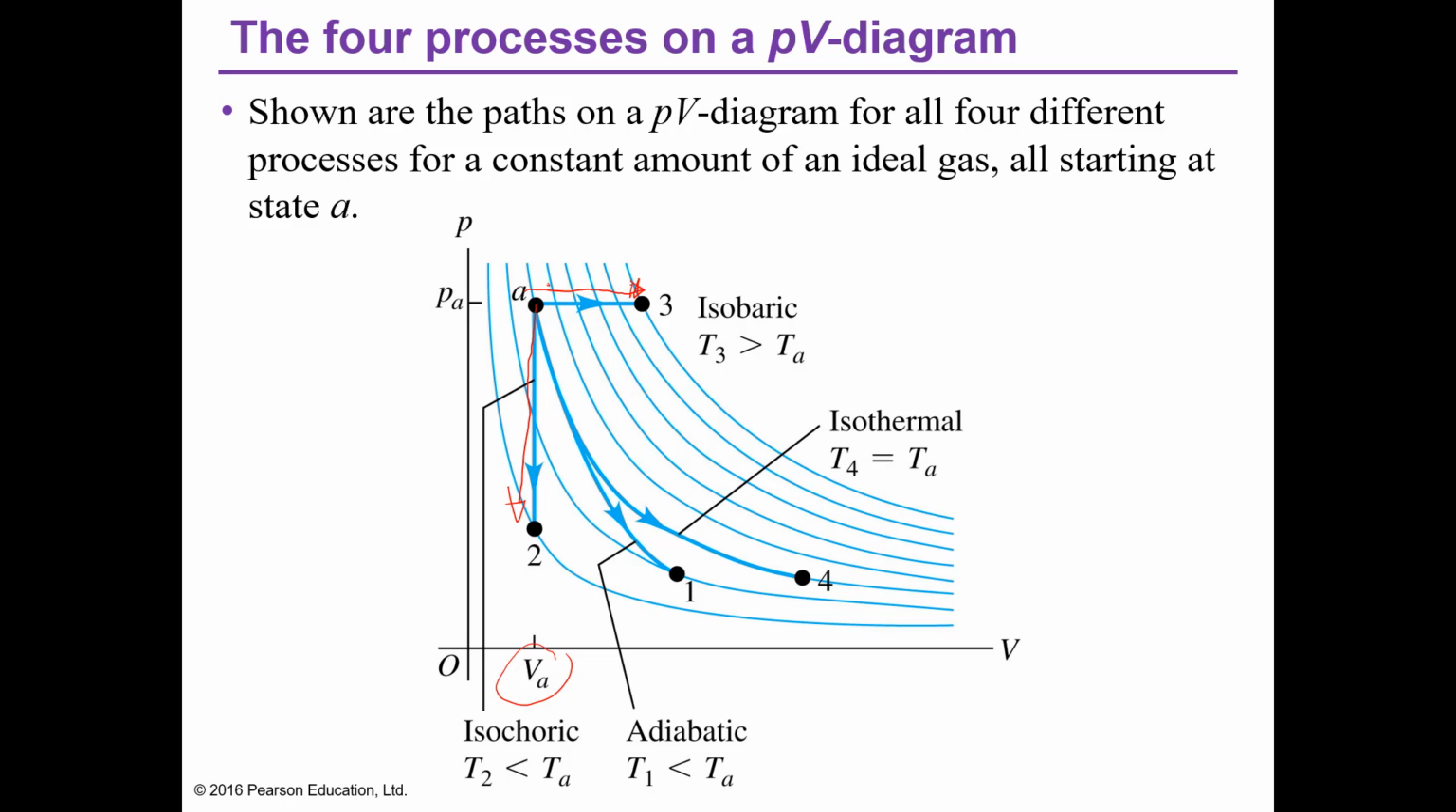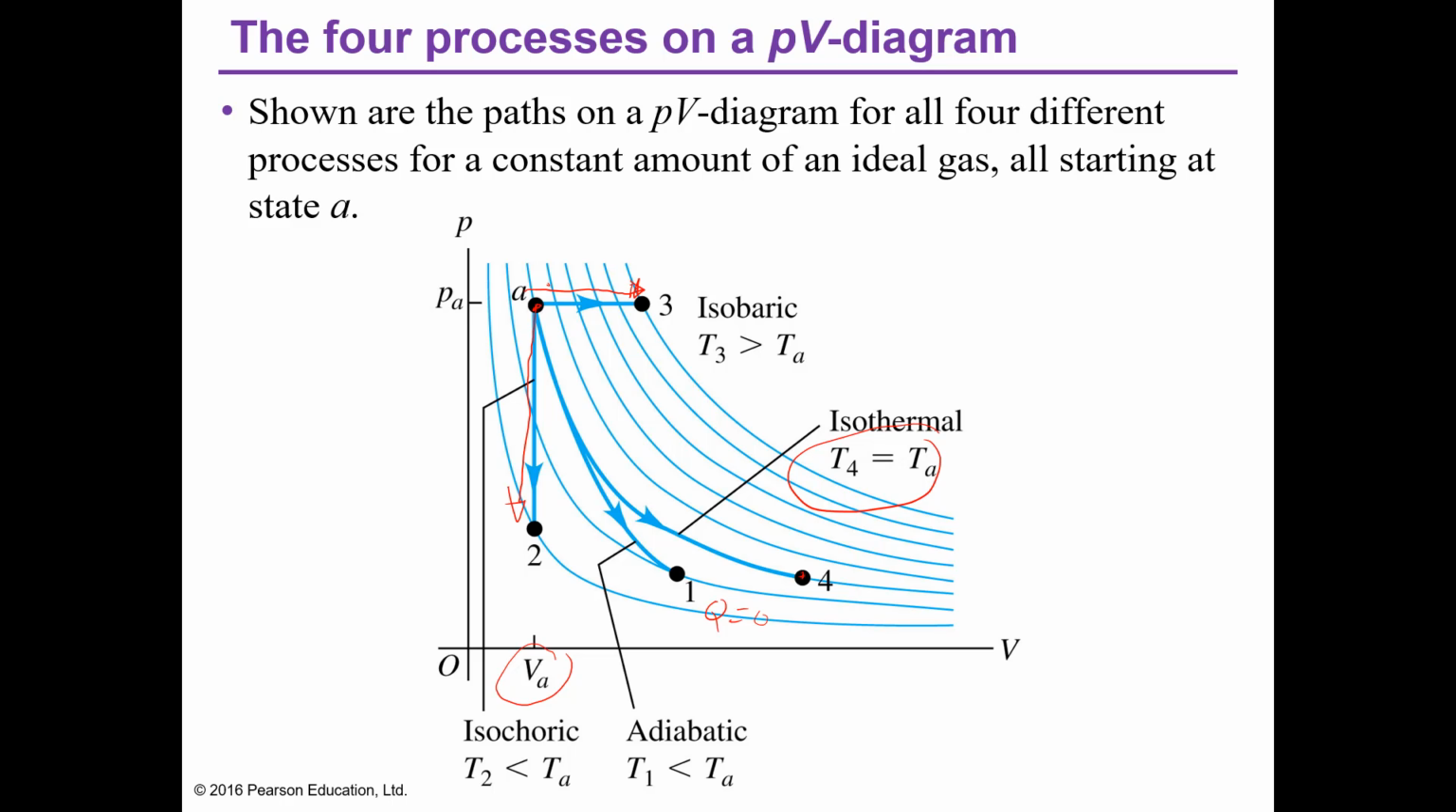Adiabatic, if we have this from A to state 1, at this curve, your heat here is equal to 0. In isothermal, we have from state A to state number 4. It is when your temperature is constant, meaning the temperature at point A must be equal to the temperature at point number 4.